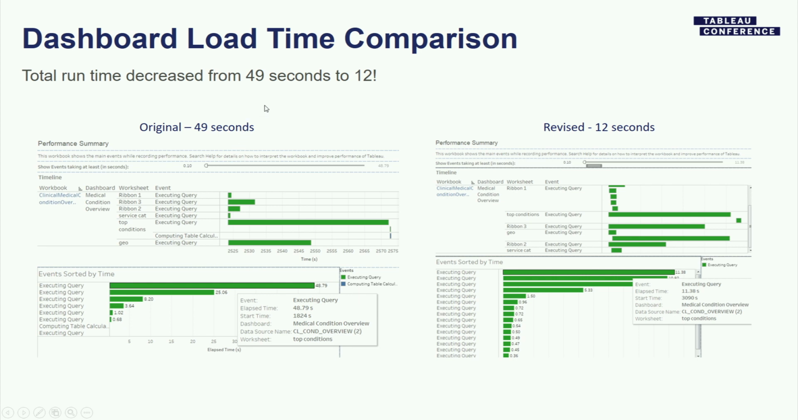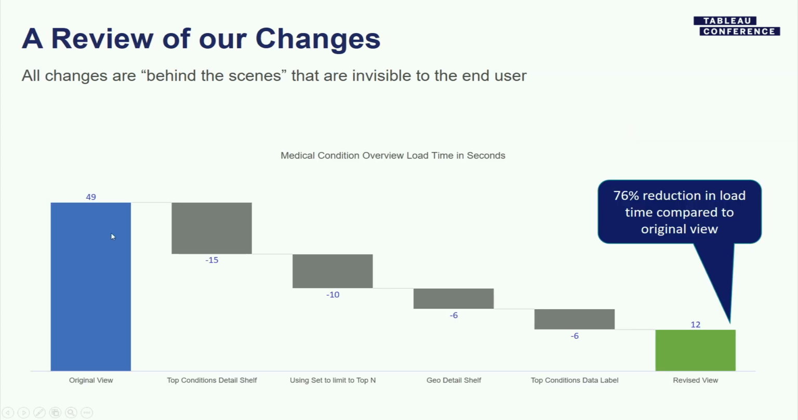So now we look at our original. We were at 49 seconds. We were able to get it down to 12 without aggregating our data, without changing anything from the end user's perspective. So how did we get there?